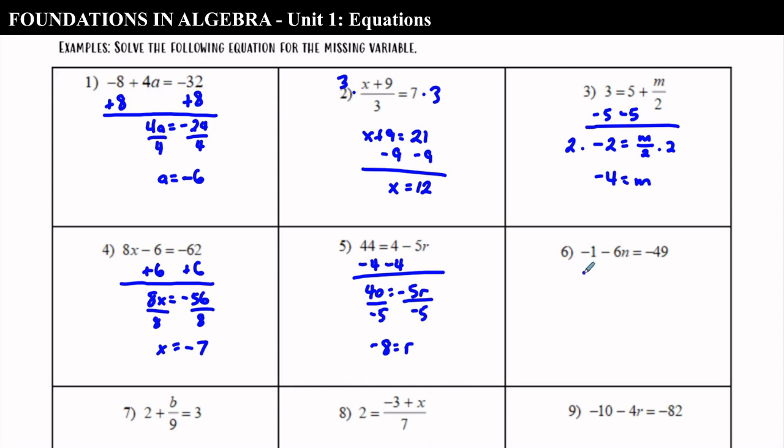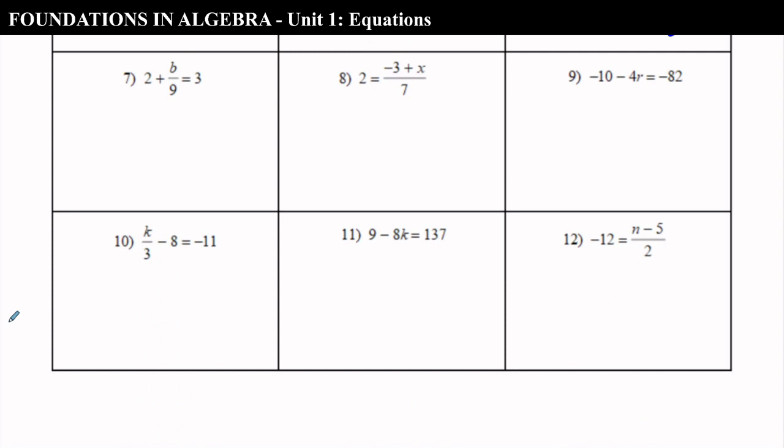So in each case, we are trying to get the variable all by itself. So we start with the stuff that doesn't have the variable in it, such as here we're adding 1. That gives us negative 48. Then we divide each side by what number is attached to that variable. And that gives us n equals 8 for that one. For number 7 here, we are going to subtract 2 first. So we've got b over 9 equals 1. And then we multiply each side by 9. And so b equals 9.